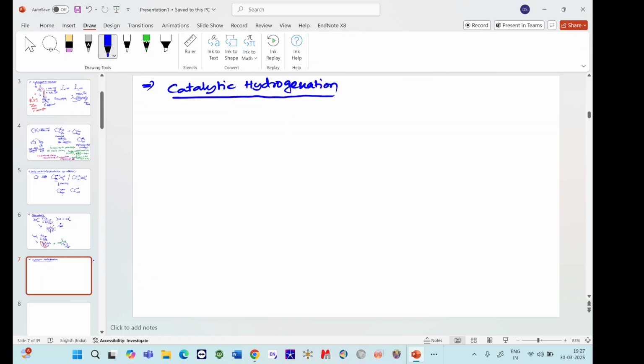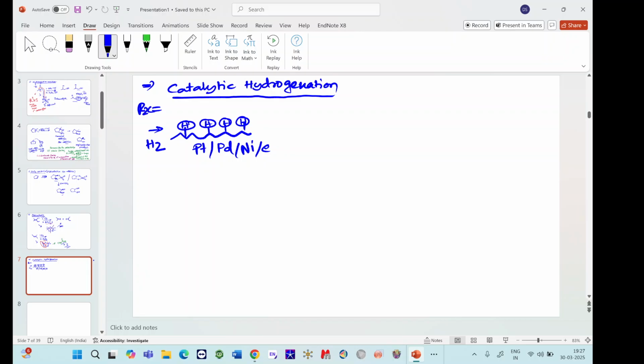Okay, if you have an alkene and you use some metal, meaning platinum, palladium, nickel, even activated carbon, and if you use hydrogen gas, H2, what will happen? This H2 molecule will be anchored or adsorbed on the surface of the metal, and then you can have your alkene.